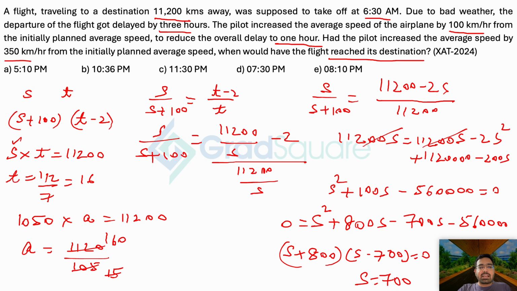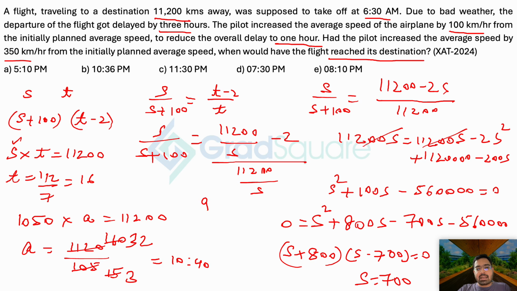I can still cancel a 5 from there. So 5 threes are 15 and 5 threes are 15 and 5 twos are 10. So 32 by 3 hours it is talking about, right? So 32 by 3 hours would turn out to be 10 2 by 3 hours, convert this 2 by 3 into minutes. 2/3 of 60 will turn out to be 40. So 10 hours 40 minutes is what you are going to take to travel this distance.